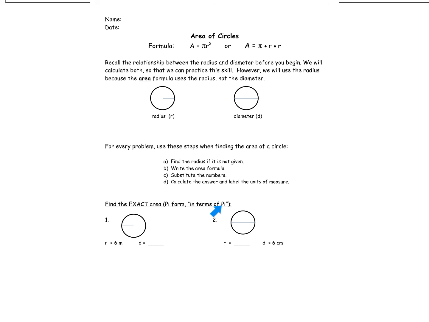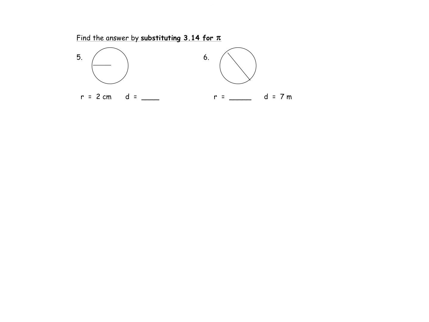So would you please turn to the next page, page 24. And we want to go to problem 5 and 6 because that's where it says we're to find the answer substituting 3.14 for pi. So you see we're given that this radius is 2 centimeters. It asks us to find the diameter, even though we're not going to use it. And so you're going to start by finding the diameter.